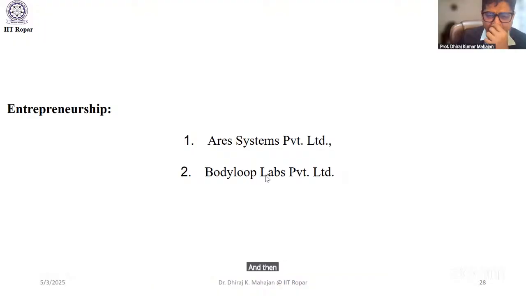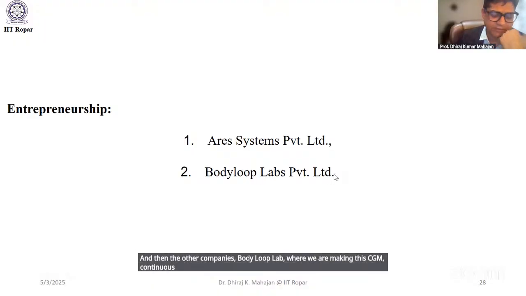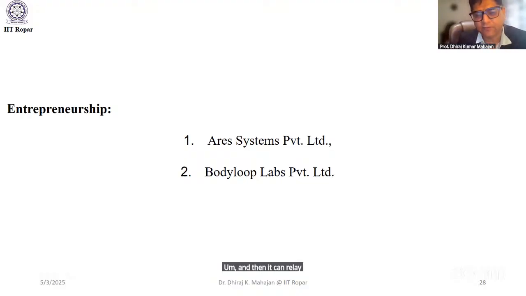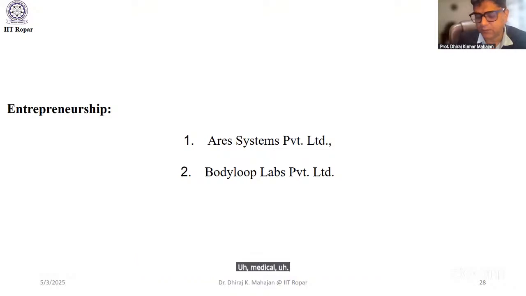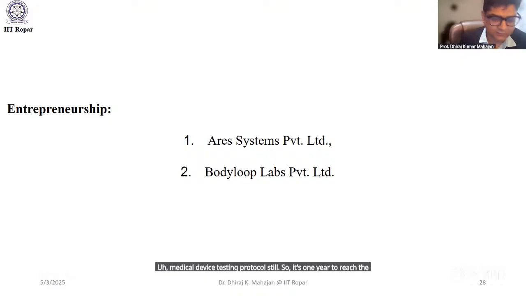The other company is Body Loop Labs, where we are making a CGM, a continuous glucose meter, which you can put on your arm and it can relay your diabetic information 24/7 on your phone. This is all at prototype stage. We still have to go through medical device testing protocol.